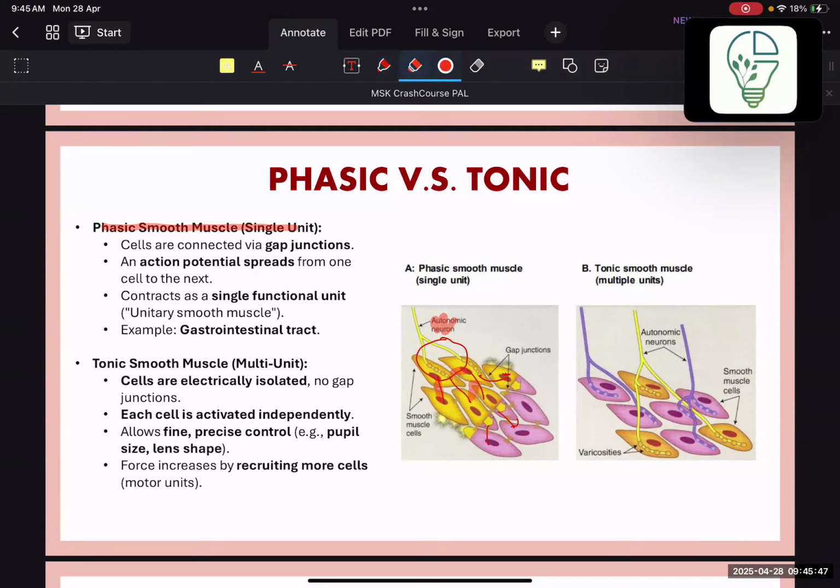Now, the tonic contraction, on the other hand, is usually for very precise movements, like in your eyes. So what's going to happen is that there is no gap junctions between the cells. So what's going to happen instead is that it's going to be individually innervating every group of cells.